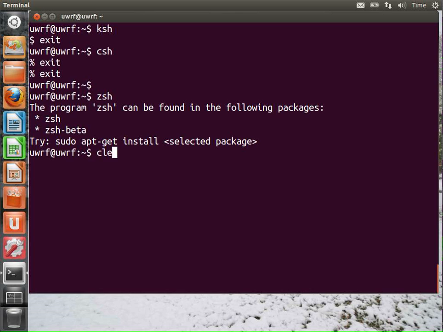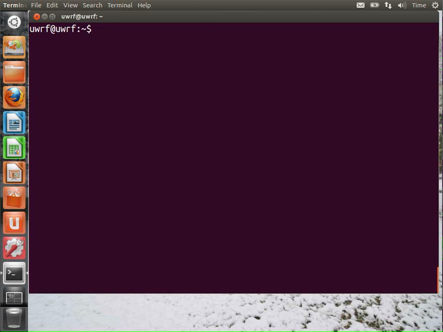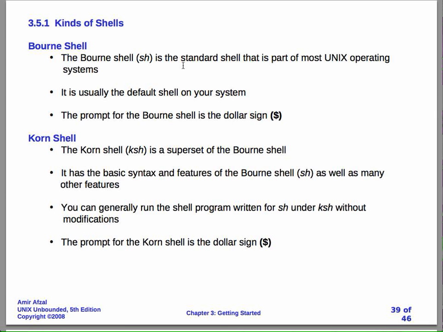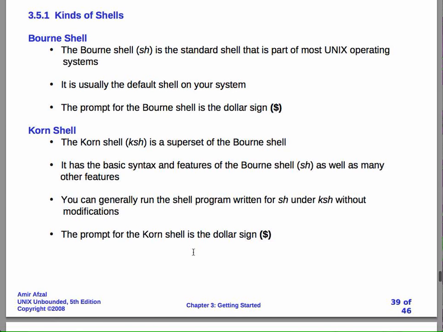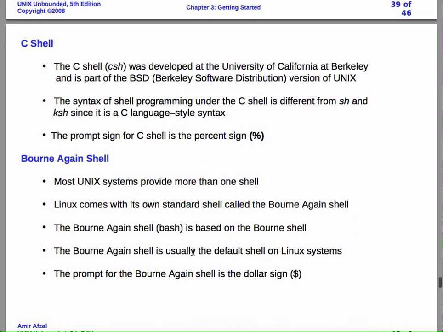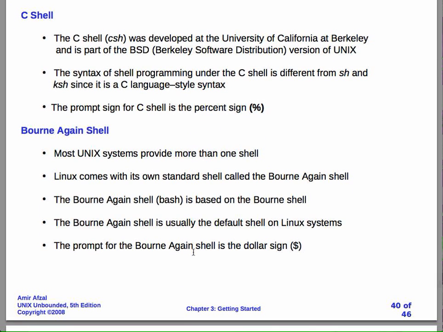Let me clear this and go back to our document. And you can read up about the Korn shell and the C shell, which we just looked at. This is popular among some people. For a few years I used this quite a bit, and then I stopped. And I think I'm happy with bash. Bash is what normally comes with Ubuntu and also on Mac OS X machines. It's pretty much the standard on Mac OS X.